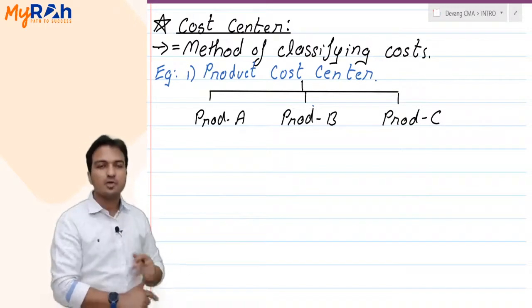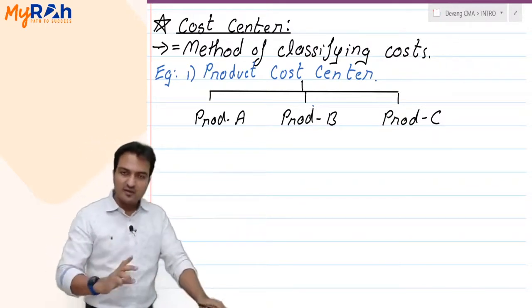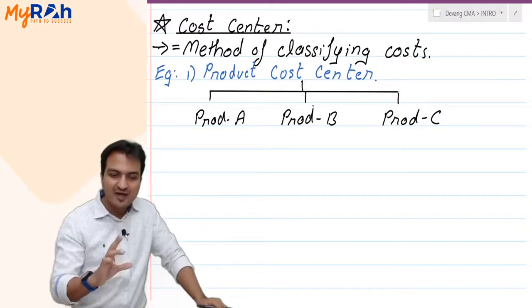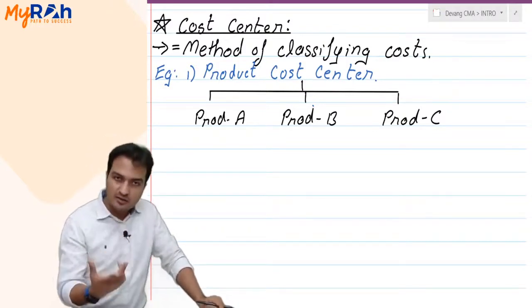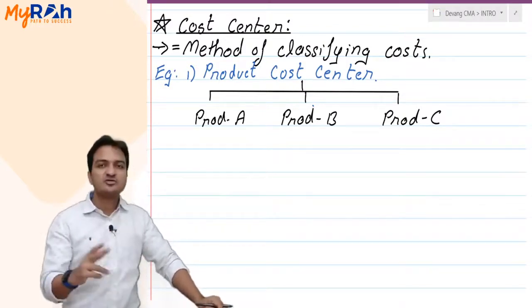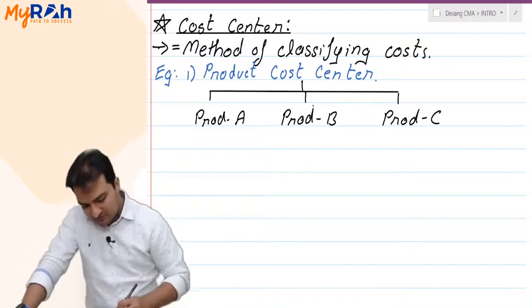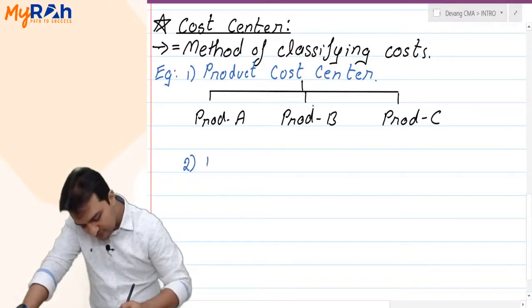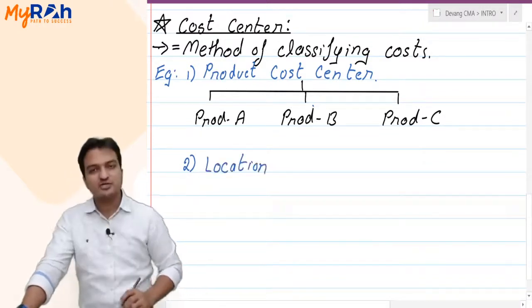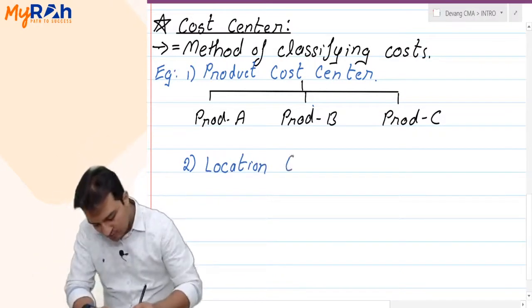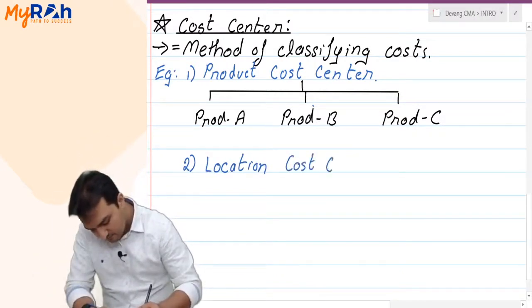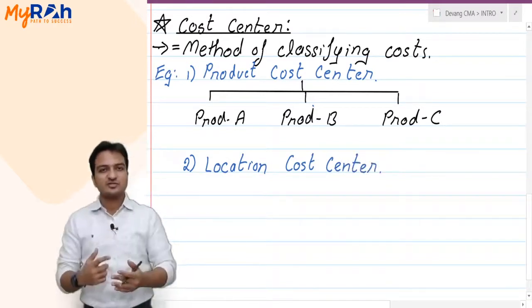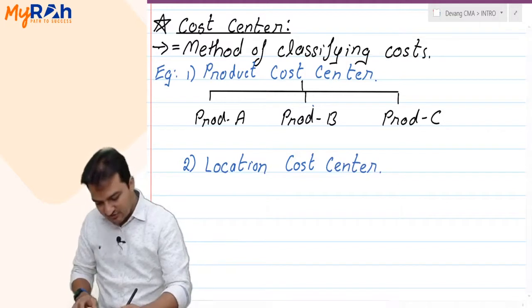In short, cost center means that while making a calculation of total cost, how do I classify? Do I calculate total cost product wise? Then it is called product cost center. Or second, I might calculate total cost location wise. Then it will be called as location cost center.